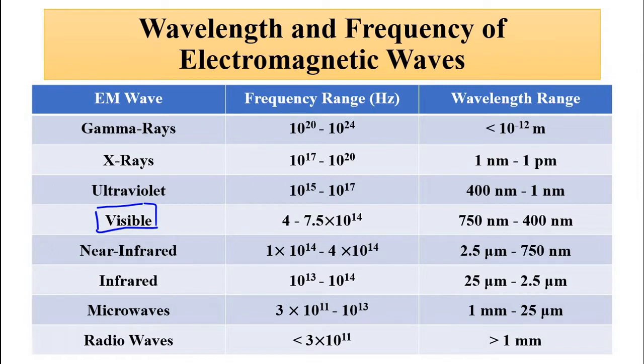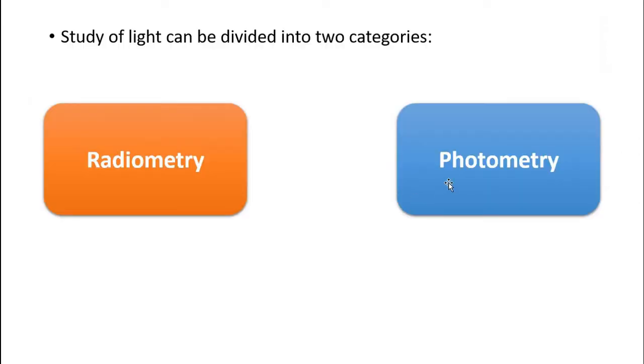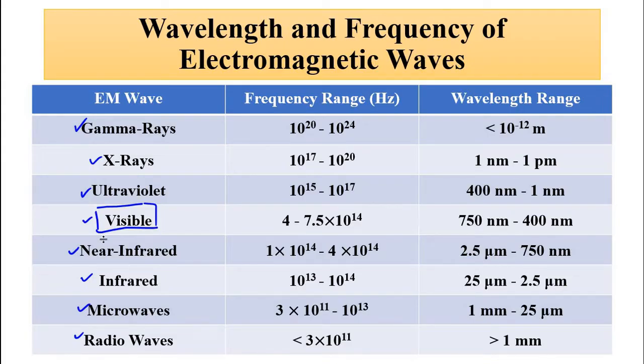Now all the other regions, gamma, X-ray, ultraviolet, near infrared, microwaves, radio waves, everything combined together, including visible, gives us radiometry. So radiometry also includes photometry. Photometry is a part of radiometry, a subfield of radiometry. Radiometry is the overall broad perspective when it comes to the study of light, including all the frequency and wavelength ranges of the electromagnetic spectrum.